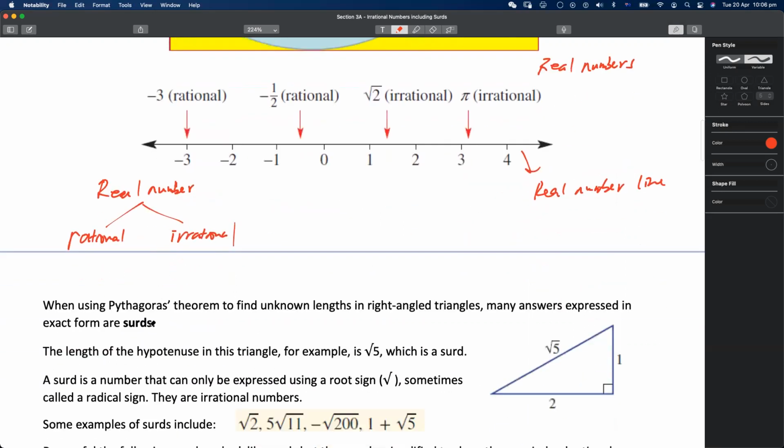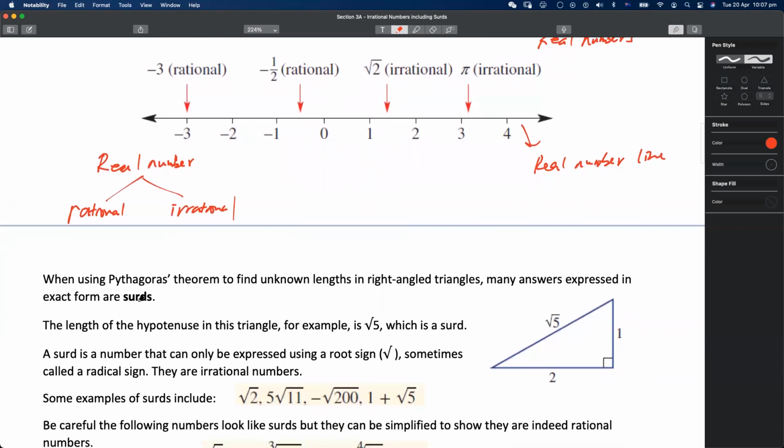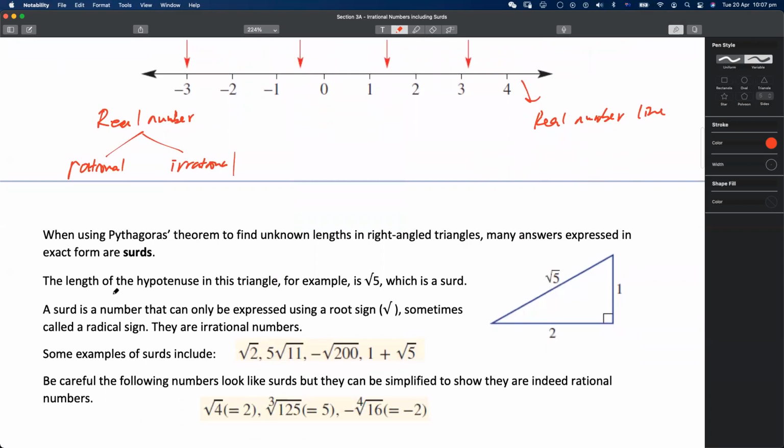All right. When using Pythagoras' theorem to find unknown lengths in right-angled triangles, many answers expressed in exact form are surds. The length of the hypotenuse in this triangle, for example, is √5, which is a surd. A surd is a number that can only be expressed using a root sign, sometimes called a radical sign.